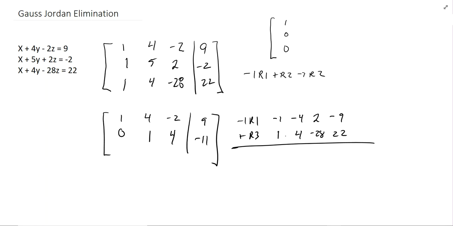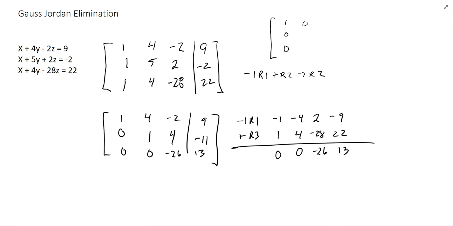And so if I add, well, that's 0. Oh, negative 4 and positive 4 is 0. That's nice too. 2 and negative 28 is a negative 26. And 22 minus 9 is 13. So that bottom row will become 0, 0, negative 26, 13. All right, that's good. So now my next goal is to work on that second column.